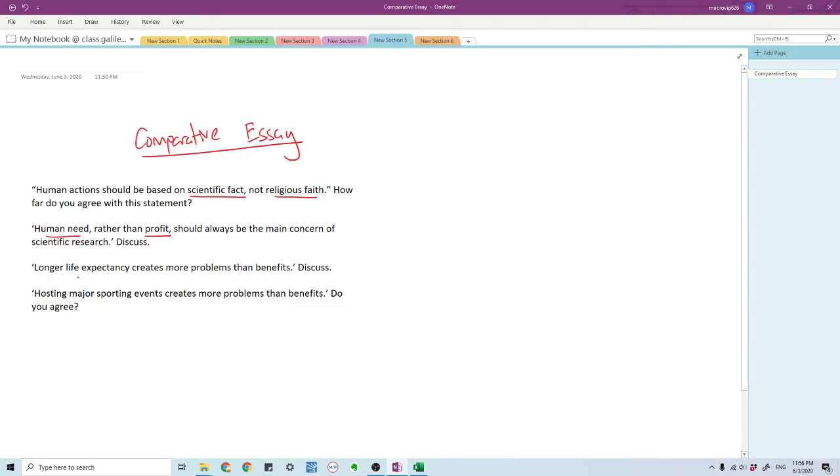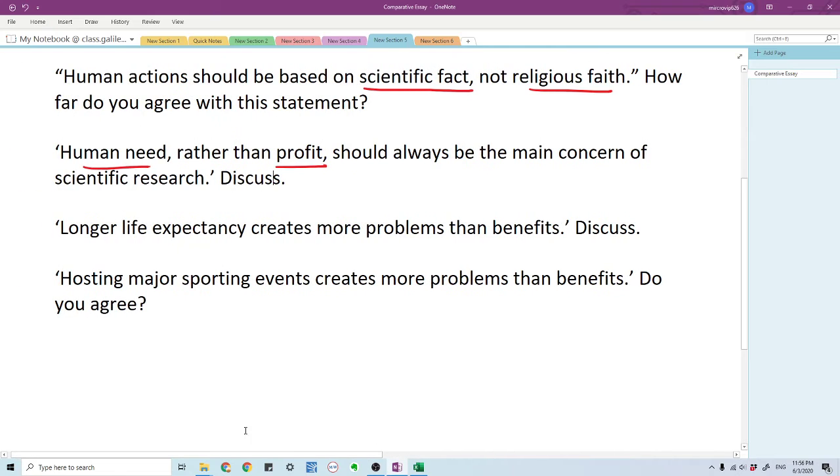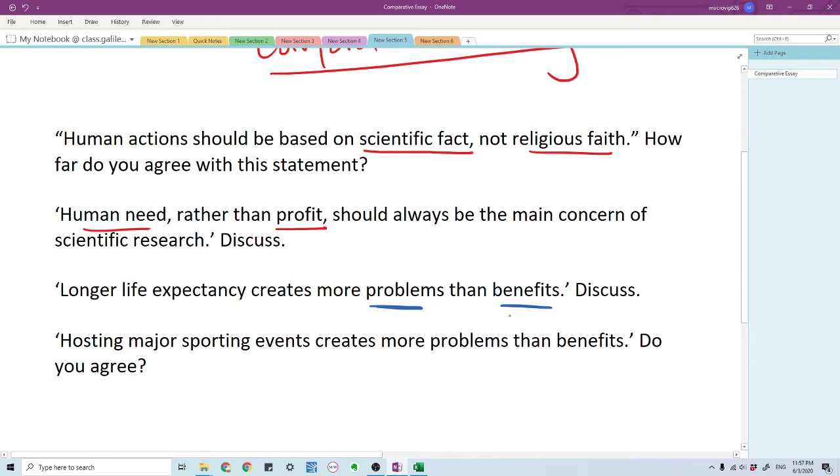The third question here: longer life expectancy creates more problems than benefits. Let me zoom in a little for you guys. Longer life expectancy creates more problems than benefits. Here we have a slightly different sort of question. We have problems and benefits. Hosting major sports events creates more problems than benefits. Again, we see problems, benefits. So all four of them are comparative essay questions, but they are not the same.